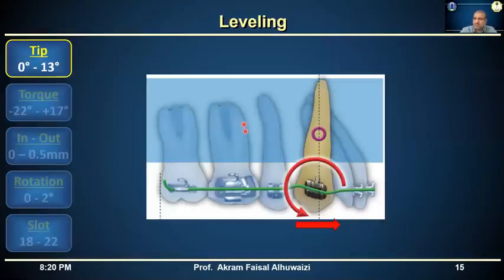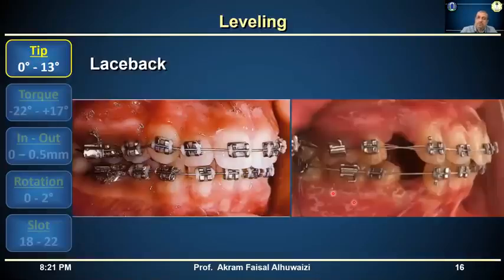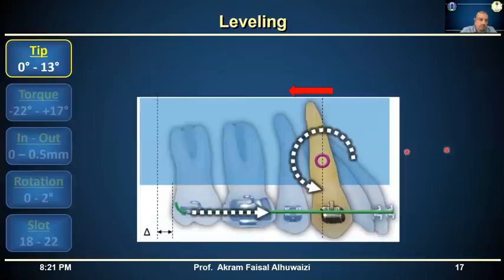Since this is something we don't want, we actually don't want to move the canine crown mesially, what we do is we use lace backs. In these lace backs, we attach the molar, premolar, and the canine and just tie them very tightly. You can use them in non-extraction cases. You can even use them in extraction cases. The general principle is that they prevent the mesial movement of the canine crown, and since they've fixed the crown, it allows the root to move distally.